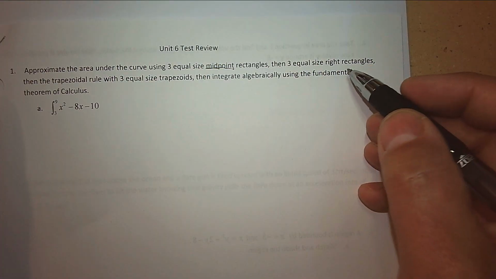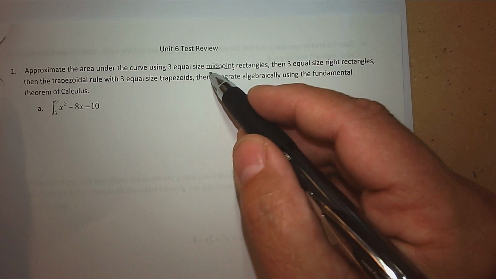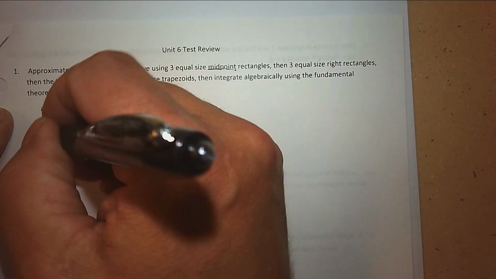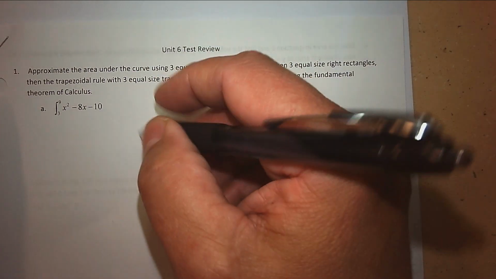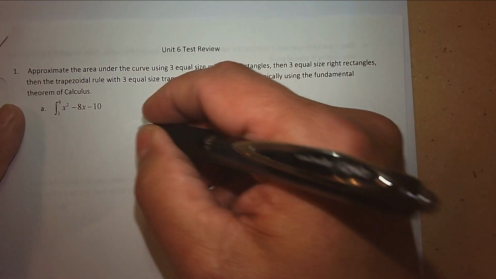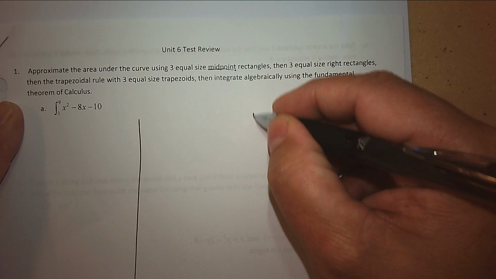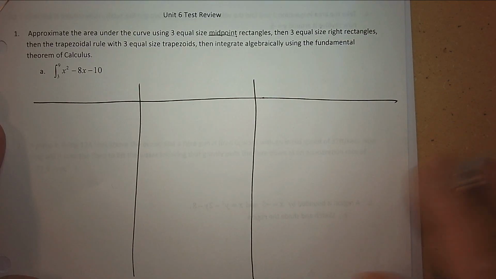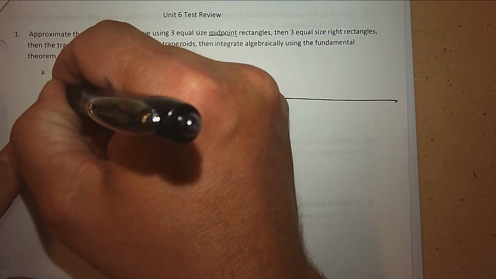It first says that they are equal size in terms of the width. So I'm going to split this into how many different? 1, 2, 3, right? So I'm going to create some space here. So each one is going to be different. So the first one is going to be midpoint, okay?